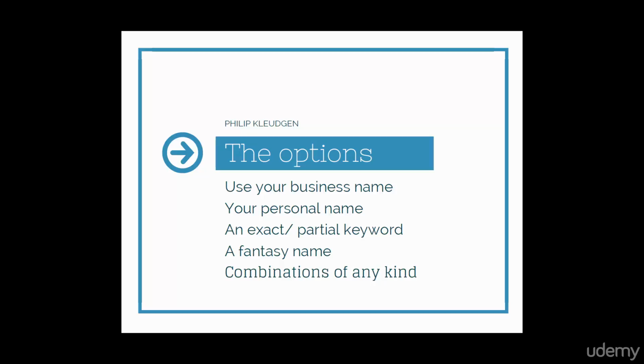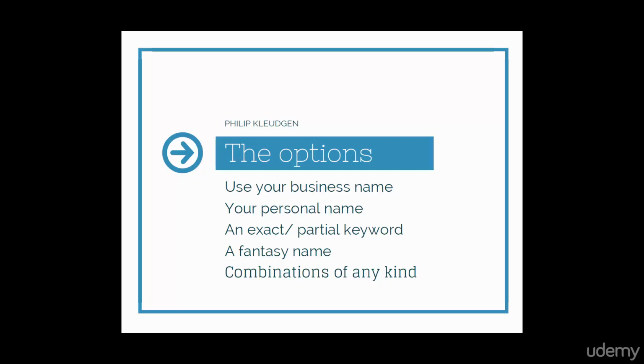And the options you have to find your domain is to use your business name and just make it yourbusiness.com. And you could also use your personal name and just attach the .com or .de or whatever country you're in at the end of your name. You can also use an exact or partial keyword. So for example, you might want to do bestbooks.com, or you might want to do SEO.com and something like that.